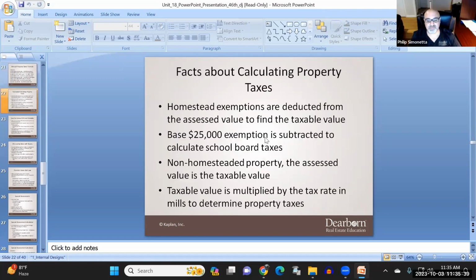Okay, so let's look at some of the facts about calculating property taxes. The homestead exemptions are deductible from the assessed value to find the taxable value. The base 25,000 exemption is subtracted to calculate school board taxes. For a non-homesteaded property, the assessed value is the taxable value, like we just talked about. So if it's 280 non-homesteaded, you just multiply by that. You could see something like that too. The taxable value is multiplied by the tax rate in mils, right? You have to move the decimal point 3 places to determine the property taxes.